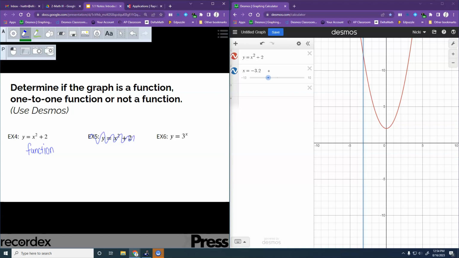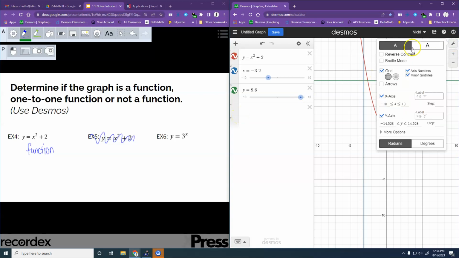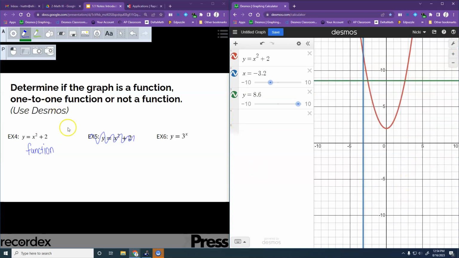We also need to check and see if it's a horizontal line test. So if I put a horizontal line like this green one that I have here, David, does it pass the horizontal line test? No. So it is just a regular function. It's not a one-to-one function. Okay. We're not going to do example 5 because it's the exact same.